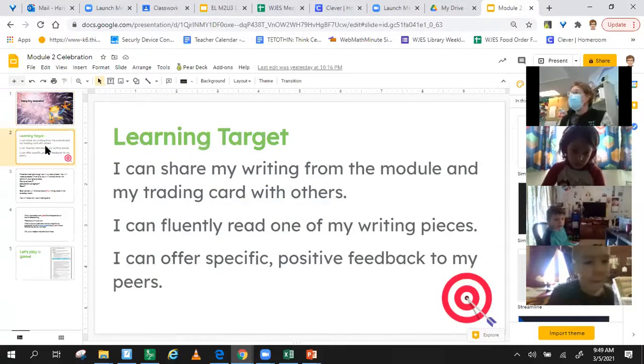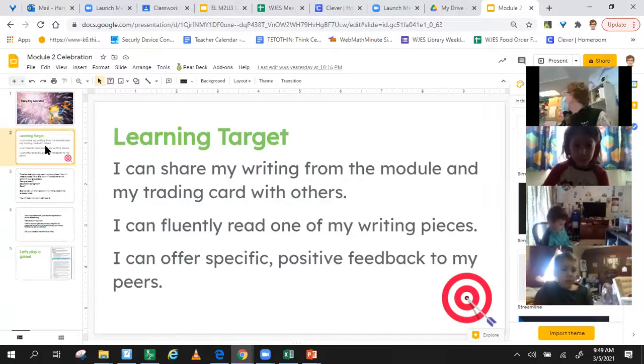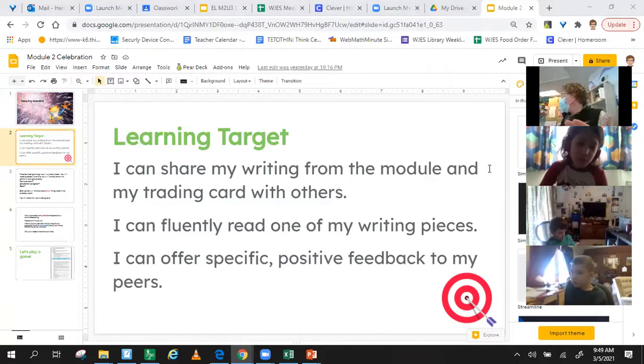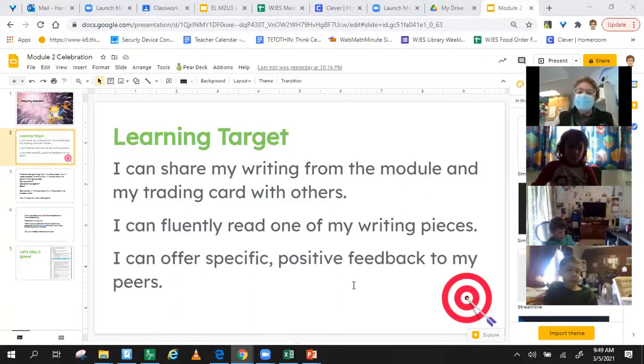I can share my writing from the module and my trading card with others. That is your first main objective today. This is also an opportunity to show me that you can fluently read one of your writing pieces. So I asked you to look at that and make sure that you had one chosen and that you were ready to read it aloud on the Zoom today. I'm also going to ask you to do this third one. I can offer specific positive feedback to my peers.